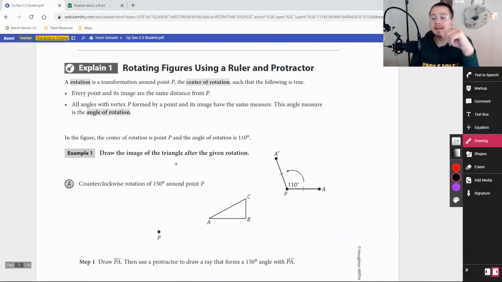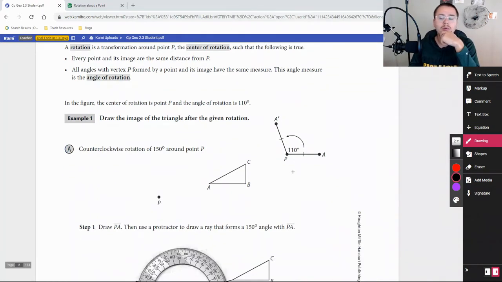So that's there. Now, we have rotation, center of rotation, angle of rotation. The transformation is the rotation. That's what we're doing. The center of rotation is the point that you are rotating around. And the angle of rotation is the angle with vertex P formed by a point and its image. So the point and the image will make an angle, and it's going to be the same.